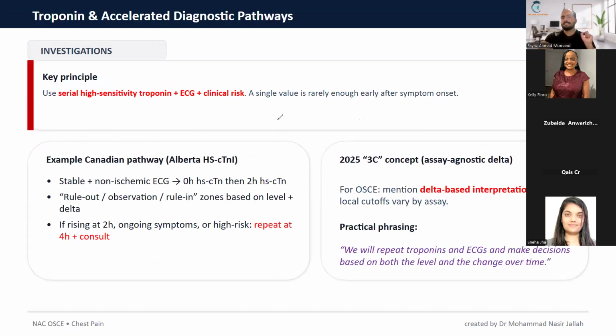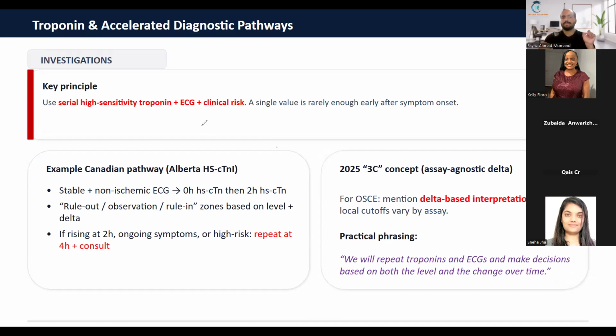This is STEMI, and then you're going to activate the reperfusion pathway based on what your hospital uses. Now, in chest pain, if clinically the patient is not low risk, we will do serial high sensitivity troponin and ECG. We cannot say based on one value that the patient is low risk and they can go home.